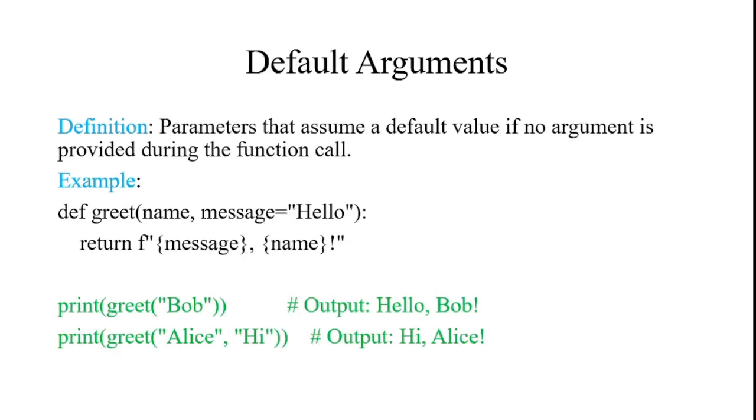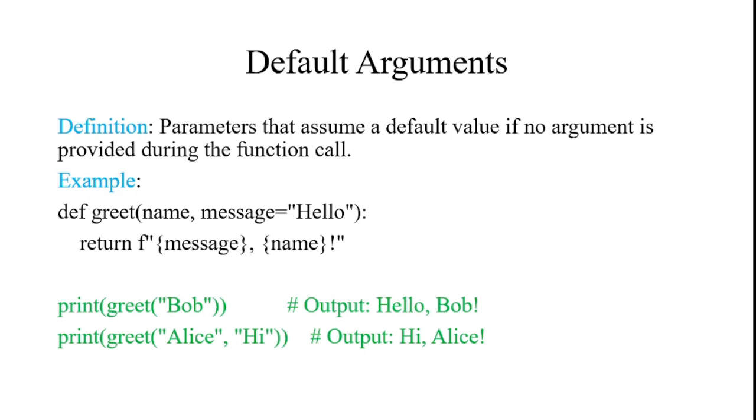Now the third one is default argument. A parameter that assumes a default value if no argument is provided is called a default argument. Now let's see the example. Suppose we have a function greet. We have two arguments, one is name, second is message, but the message has a default value hello.